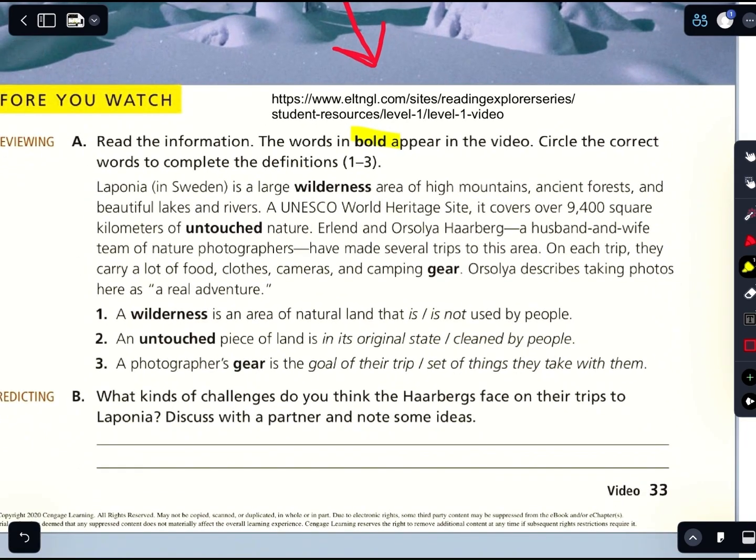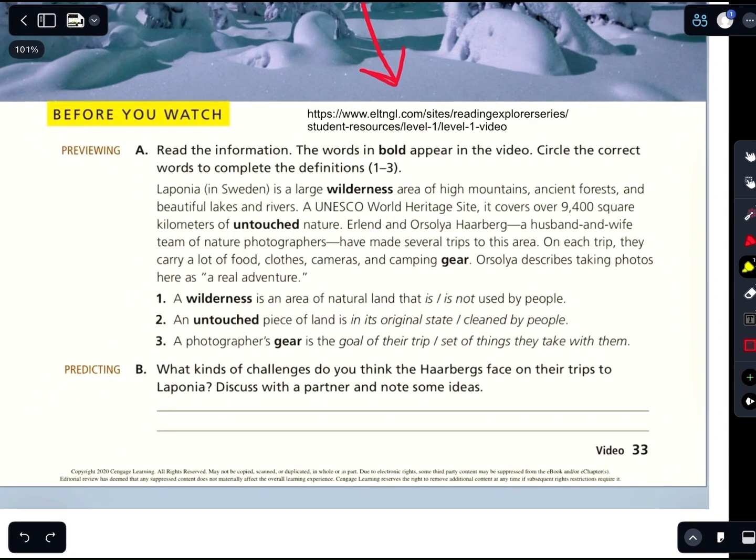Laponia in Sweden is a large wilderness area of high mountains, ancient forests, and beautiful lakes and rivers. A UNESCO World Heritage Site, it covers over 9,400 square kilometers of untouched nature. Erlend and Orsolja Harburg, a husband and wife team of nature photographers, have made several trips to this area. On each trip, they carry a lot of food, clothes, cameras, and camping gear. Orsolja describes taking photos here as a real adventure.